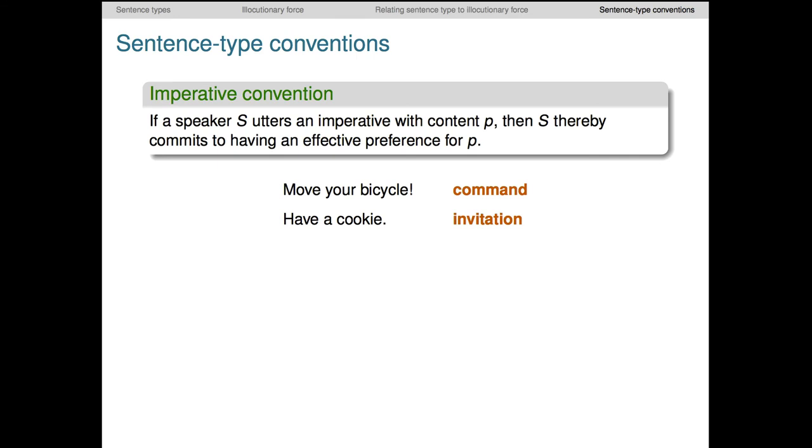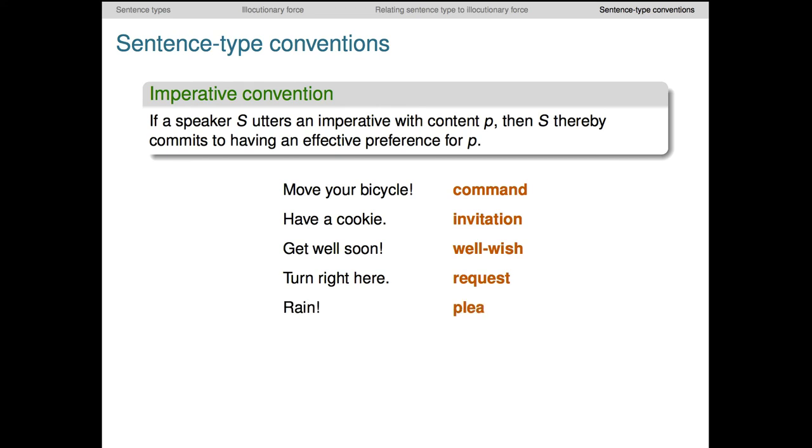For cookies, it might depend on how invested the speaker is in having the addressee take one. For well wishes, the role of speaker preferences is again clear. Whether or not this is an effective preference, one that is achievable, will depend on the context. For many of these situations, we have a lot invested in acting as if the preferences are effective, particularly in cases like this one, where we hope someone recovers from an illness. The role of preferences is clear in the driving directions case too, and we don't need to sort out what the precise force is. The sentence type convention suffices, I'd say.